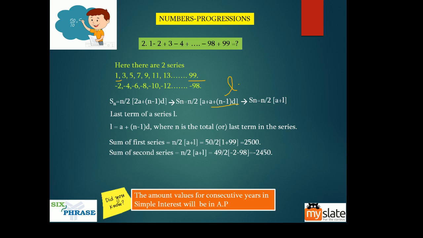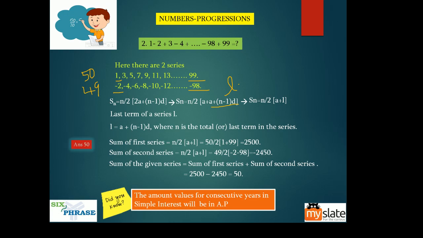But in the second series, minus 2 to 98, it may seem like you have 50 terms, but actually you have only 49 terms. Here you have 50 terms, guys, so you have to be careful about it. So 49 by 2, a is minus 2, L is minus 98. You will get the answer. You add them both, you will get 50 as the correct answer.